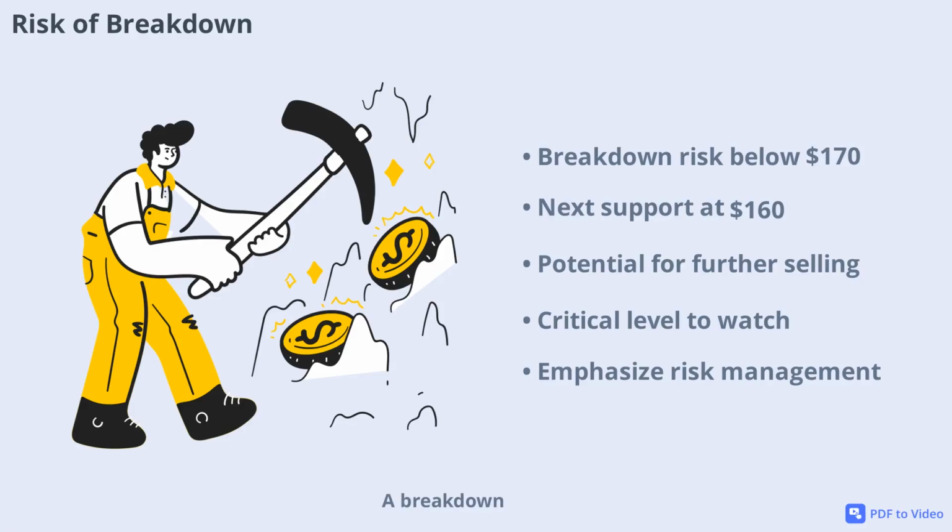Breakdown below $170 would be a significant bearish signal for QCOM. This would open the door for a move down to the next major support at $160, near the SMA 200. Such a move could trigger further selling, so it's important for both traders and investors to monitor this level closely. Risk management becomes especially critical in these scenarios to protect capital.